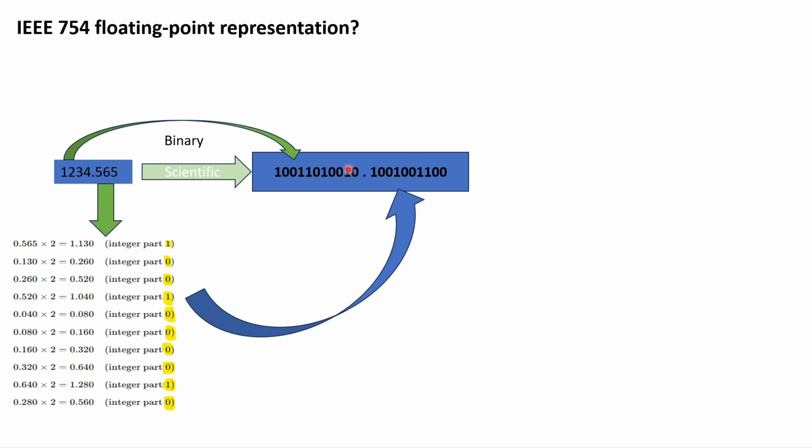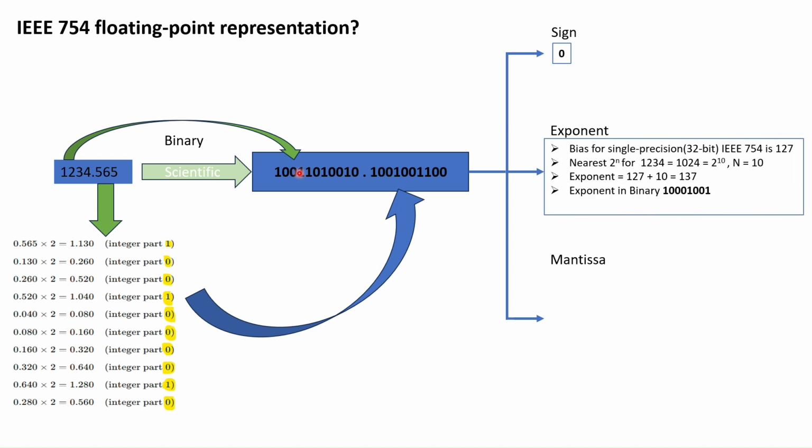So now I have converted to scientific notation. Once I get the scientific notation, I will calculate sign, exponent, and mantissa from it. The sign will be 0, because the number we took is positive. For the exponent, in 32-bit IEEE 754, the bias is always 127.